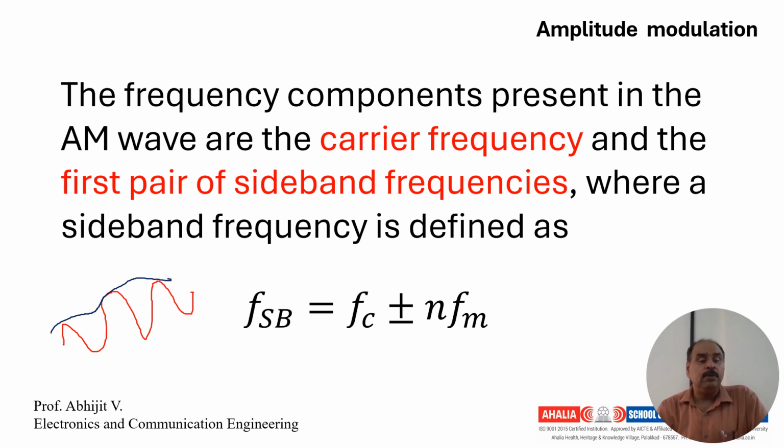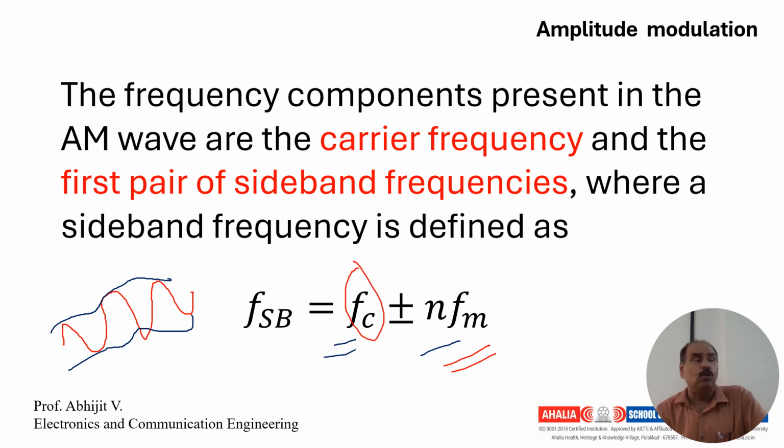So here you understand that you have two frequency components, right? One frequency due to the carrier signal, the other one frequency due to the message signal, right? This red represents the carrier signal and this blue represents the message signal. So you have these two frequency components. We call these sideband frequencies.